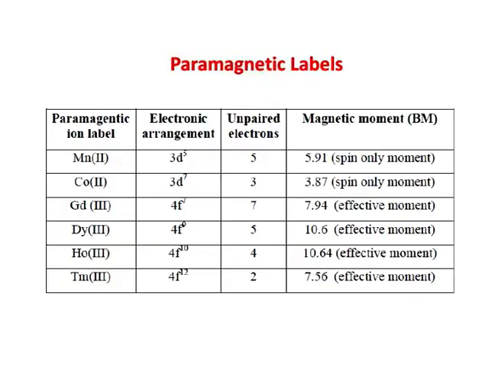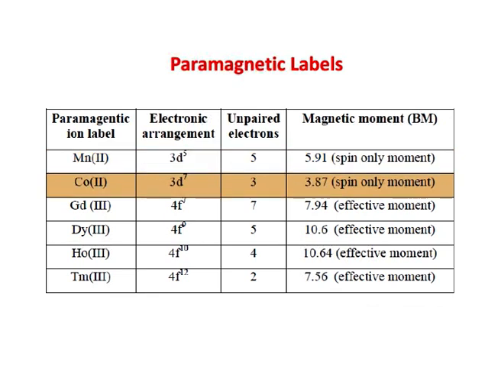The chart designates some common paramagnetic metal ion labels with their electronic arrangement, unpaired electrons and spin-only magnetic moment. For manganese 2+ ion, 3d5 is the configuration. It has 5 unpaired electrons and the spin-only magnetic moment, which is given by the formula square root of n(n+2), where n represents the number of unpaired electrons, is equal to 5.91 Bohr magneton.